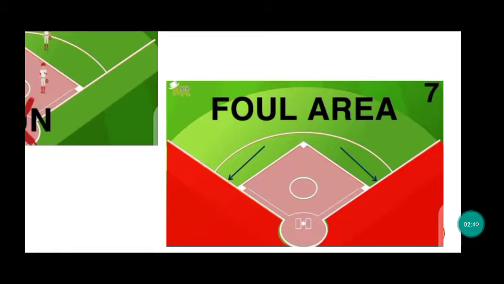Then number seven, the foul area is located down the first and the third baseline. Once the ball crosses this line before it bounces, the ball is deemed dead, and the play restarts with a new pitch.